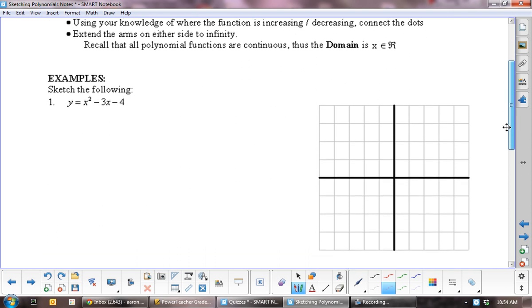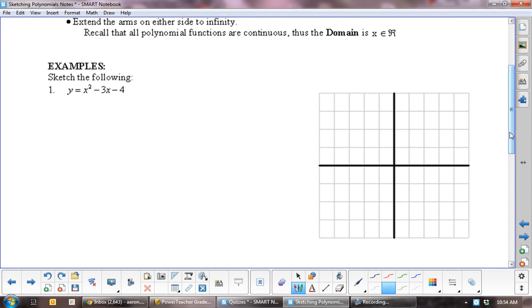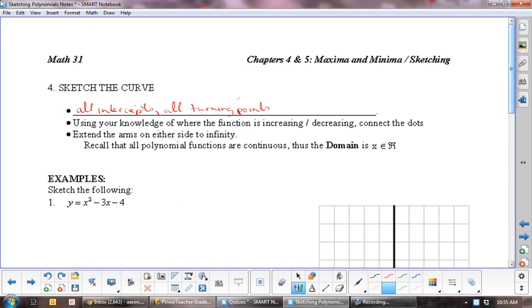And always keep an eye on the domain, because if it has start points and end points, it's going to have max mins that are different. Yes? We also deal with bounces as well.